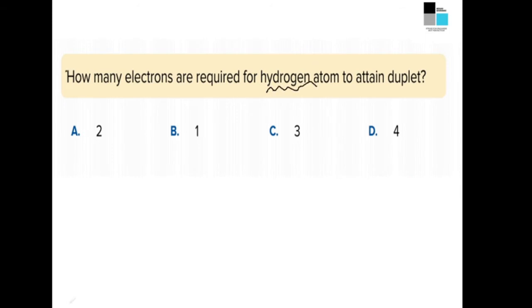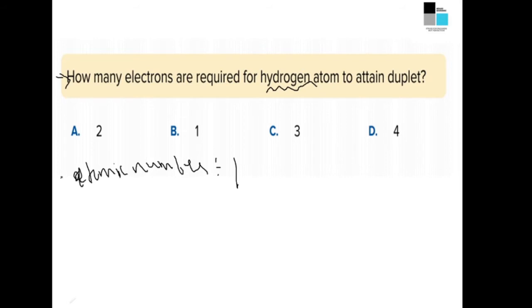Now the question is how many electrons are required for a hydrogen atom to attain a duplet? To answer this, first we have to know the atomic number of hydrogen. If you don't know how to find the atomic number, I have already made a video on how to remember the atomic number of any element. I will put the link in the description box below, so please check that out. Now, let us come back. The atomic number of hydrogen is 1.